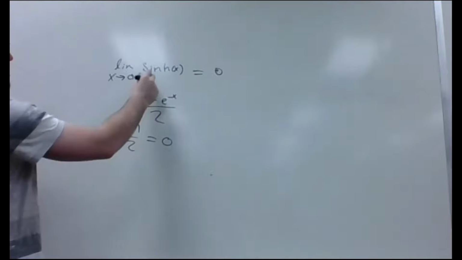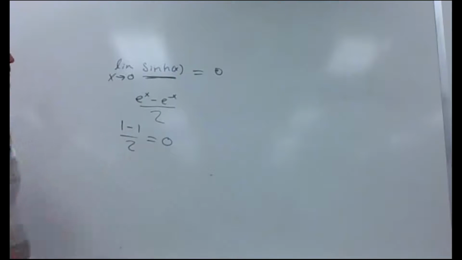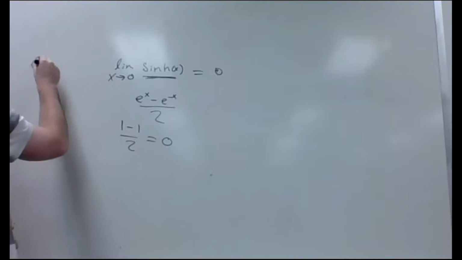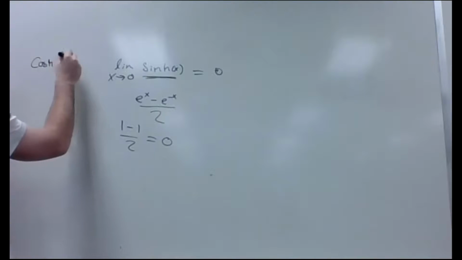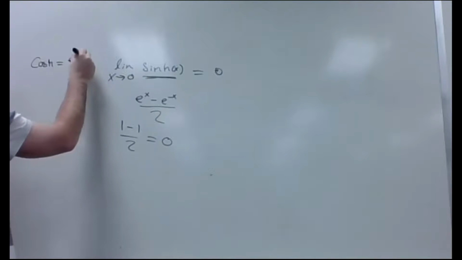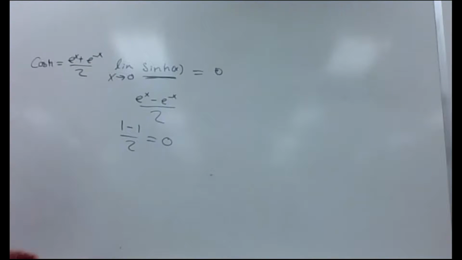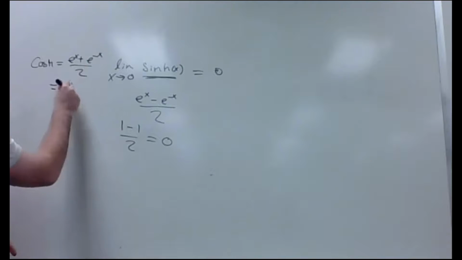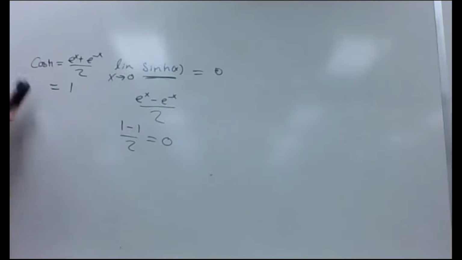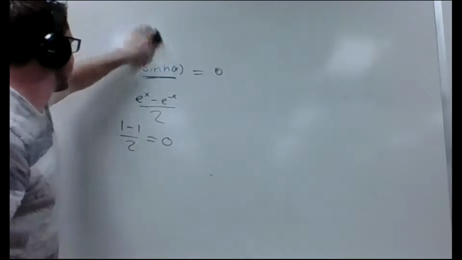So I guess that is something that I noticed rewriting these sinh. And cosh is equal to e to the x plus e to the negative x over 2. So if it was cosh, then this would come out to be 1, right? Okay. So that would kind of be helpful on the limits.